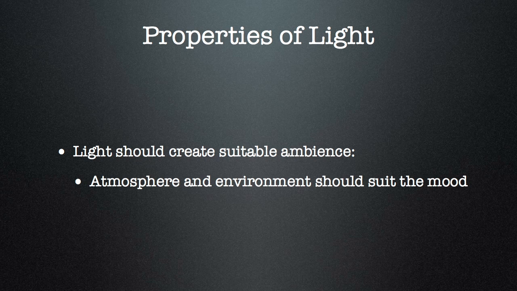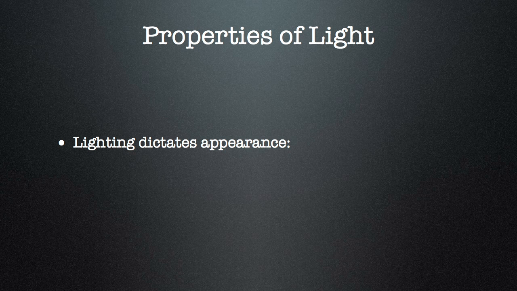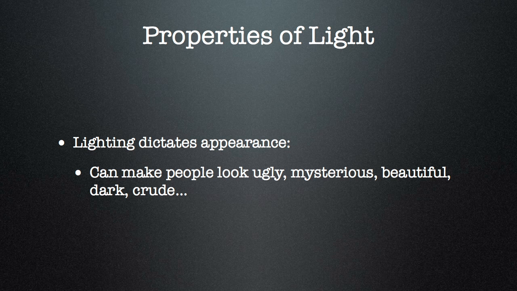You need to think about what makes a nice candlelit scene. What makes it is the darkness. It's the places that aren't lit. So you need to think about that when you're approaching this. That follows on, of course, to lighting dictating the appearance of something. Of course it does. It's what allows you to see it. And it can make people look ugly, mysterious, beautiful, dark or crude, depending on where you put your lights, depending on what type of fixture you use, depending on maybe the gels you use, maybe a diffuser. It can change the whole look of someone.